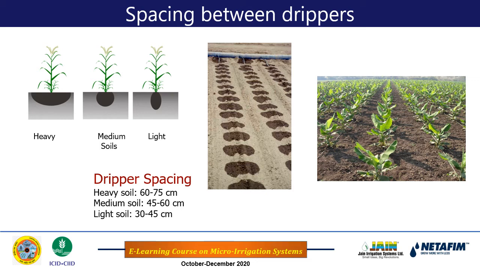This is just a thumb rule, but I'm pretty sure that if you follow this thumb rule, there will be proper distribution of moisture in the root zone as desired. That is, we have to wet the entire strip of the plant row. So that is possible.